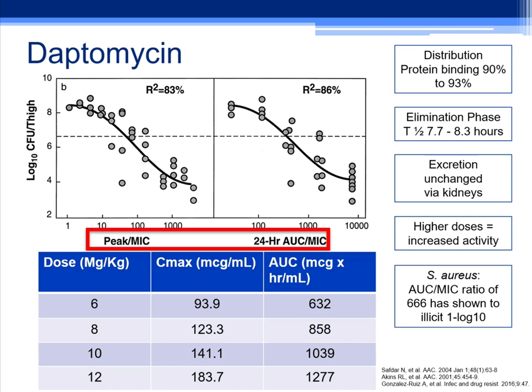And then with Staph aureus, ideally to elicit a 1 kill log ratio from an in vitro standpoint, you need to have an AUC to MIC ratio of 666. So that's why, more lately, people have come to use the higher dosing for Staph aureus instead of the package insert that says to use 6 mg per kg. We advocate to use that 8 to 10 mg per kg.